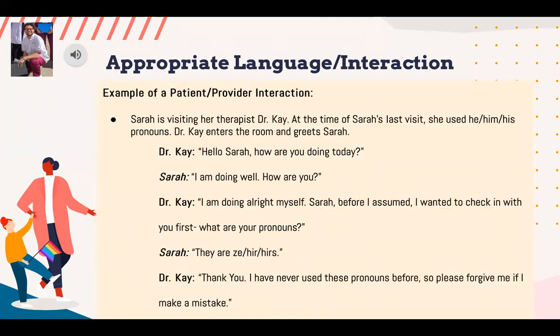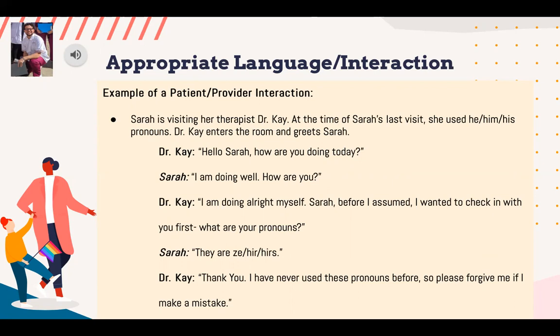We have included a scenario of what a healthy relationship between a provider and an LGBTQ client should look like. It involves a provider who is new with caring for an LGBTQ client, yet they still remain open-minded and are open to learn more about their pronouns. Sarah is visiting a therapist, Dr. K. At the time of Sarah's last visit, she used he, him, and his pronouns. Dr. K enters the room and greets Sarah.